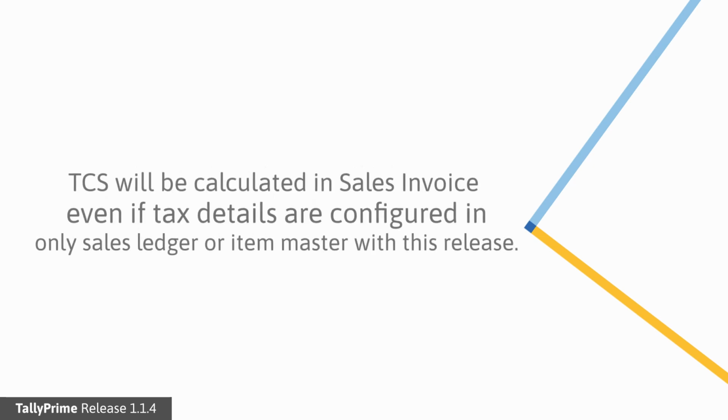In earlier release, you had to define nature of goods both in Sales Ledger and Stock Items in order for the tax to be calculated in sales invoice. Now, it is sufficient to define the nature of goods in any one master and tax will be calculated based on the details in that master.